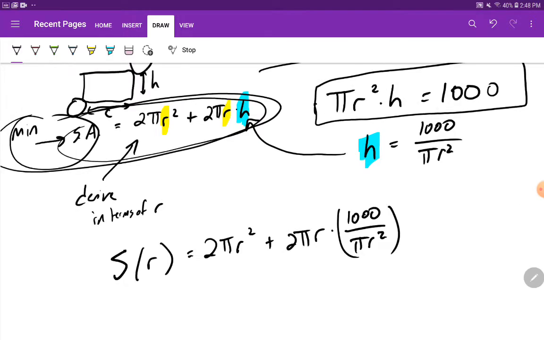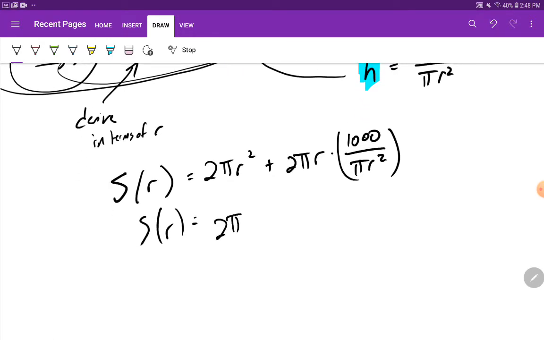So here we go. My S of r now, I can clean this up a little bit. This is 2 pi r squared plus 2,000 pi over, oh wait, no, the pi's cancel out, right? Cool. 2,000 over r. Look at that. And now I have a function that I can derive.